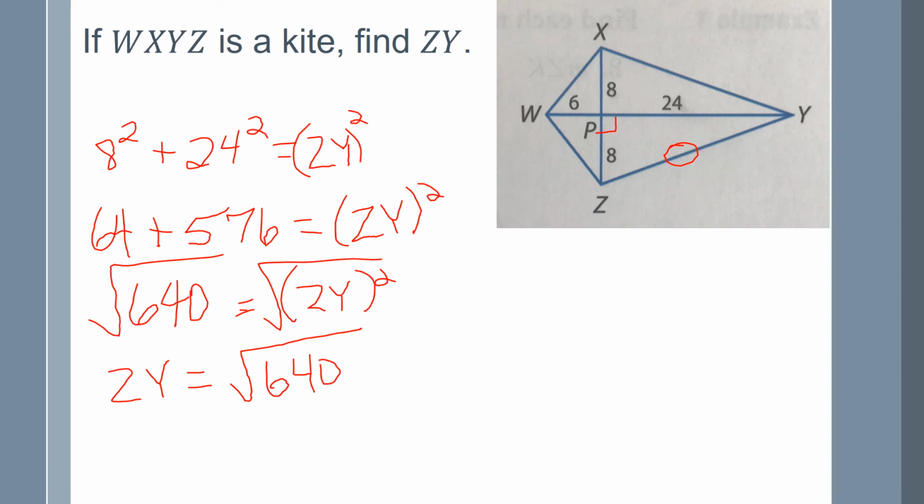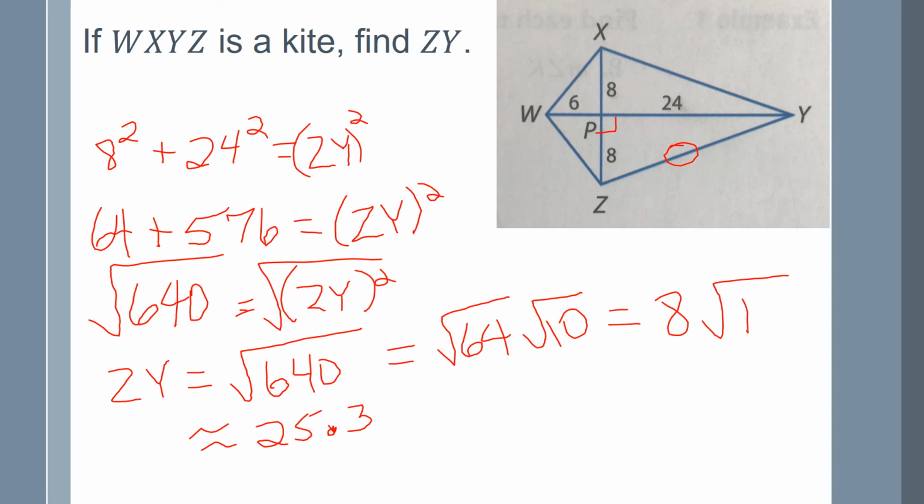Some people would want to hit the square root sign on their calculator and find out this is approximately 25. Let's say they said to solve it to the nearest tenth, so 25.3. If we wanted to do radical simplification, this would be the square root of 64 times the square root of 10. We know the square root of 64 is 8, so that would be 8 square root of 10.